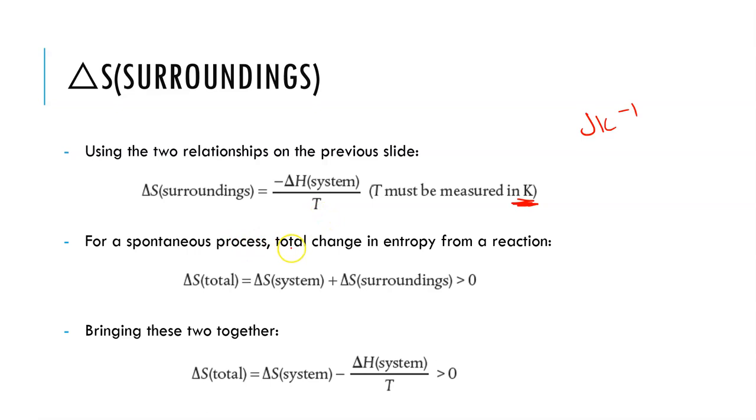For a spontaneous process, the total change in entropy from a reaction, delta S total, is the delta S of the system plus the delta S of the surroundings, and this will be greater than 0. Okay, for a spontaneous process, if we take into consideration both the system and the surroundings. If we bring these two together, then the total change in entropy is the change in entropy of the system minus delta H of the system over T, which will be greater than 0.